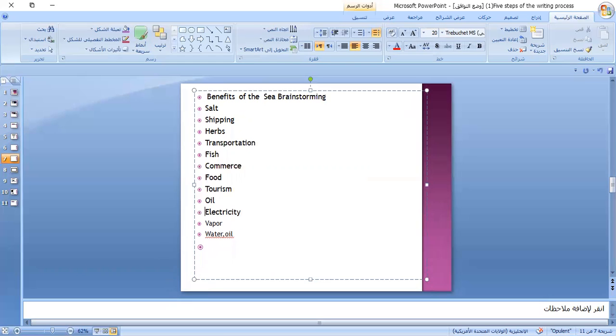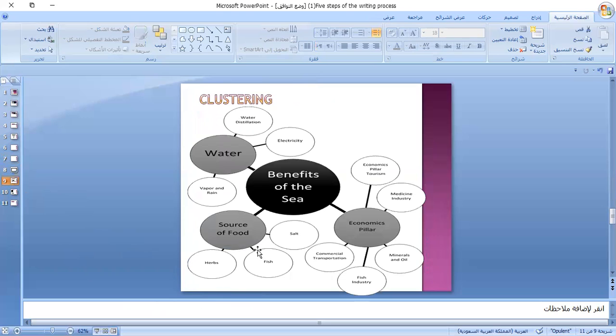So now I want, after that phase, after having these pieces of information about the advantages of the sea, I want to classify them in groups. I take a head group and collect the parts of information or the pieces of information which are related to it, around it. Look at this picture. Look here. The main topic is benefits of the sea. And it's in black. And we have the gray ones. We have three gray circles or three gray groups. Water, source of food, economics, pillar. Okay.